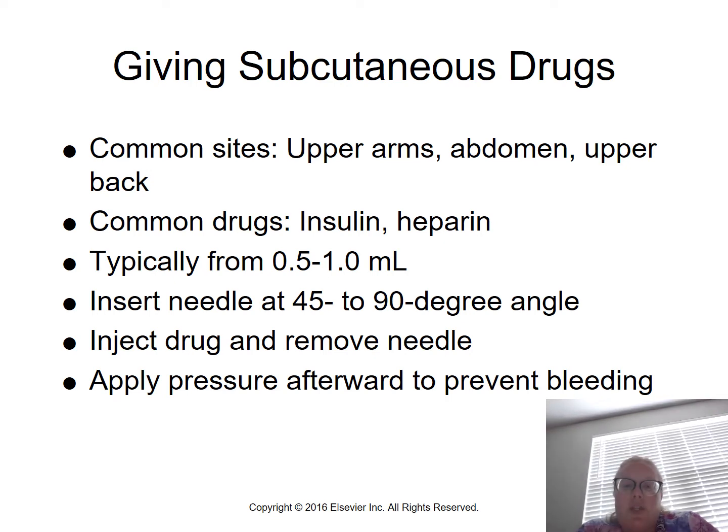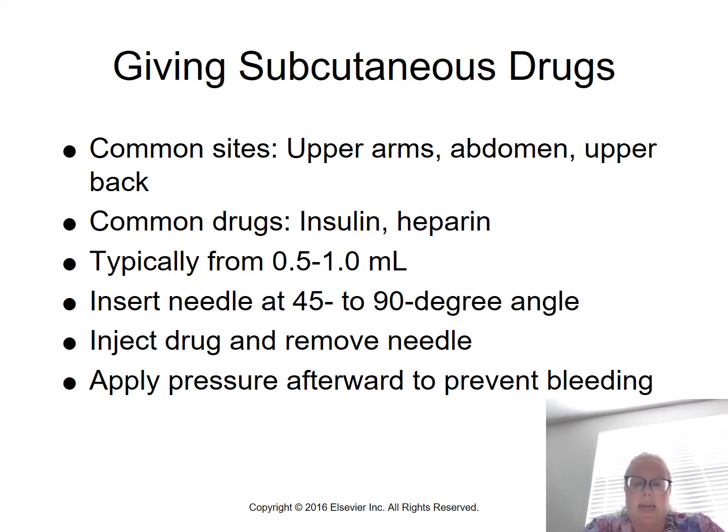You always want to inject the drug and then remove the needle and apply pressure afterwards to prevent bleeding if needed. Make sure you document giving the medication immediately, including the site used for injection. So where did you give it? Why do you think that's important to document the site? Anyone have any ideas?